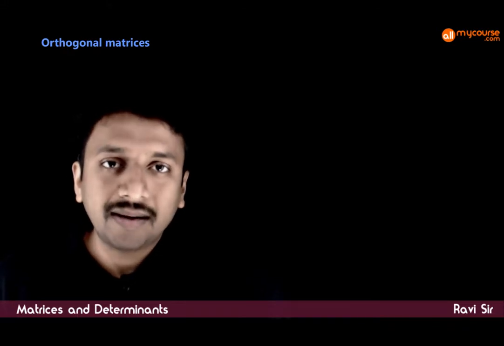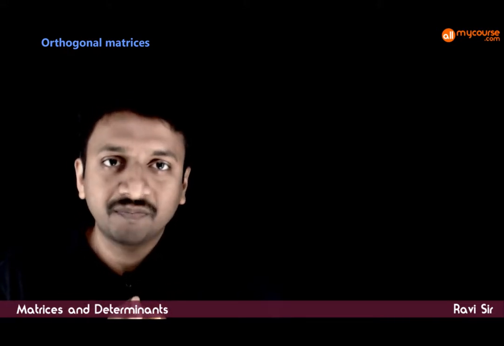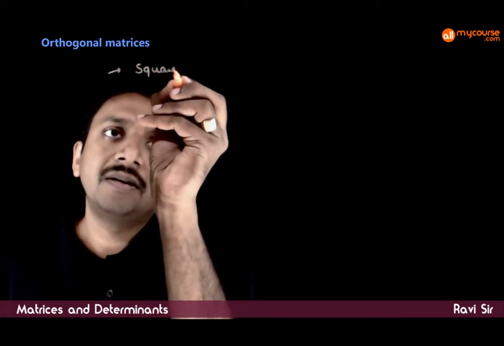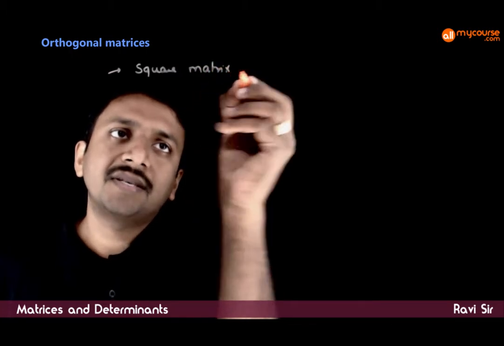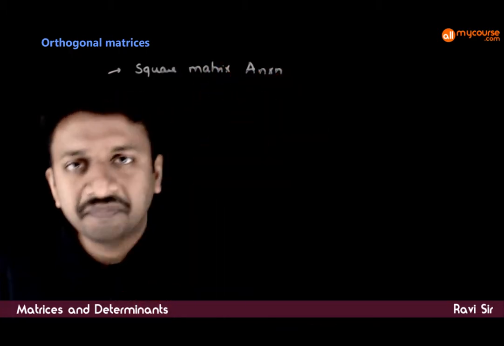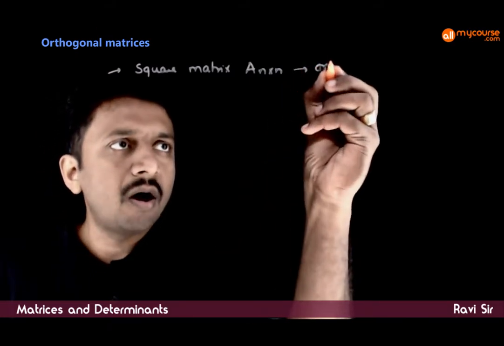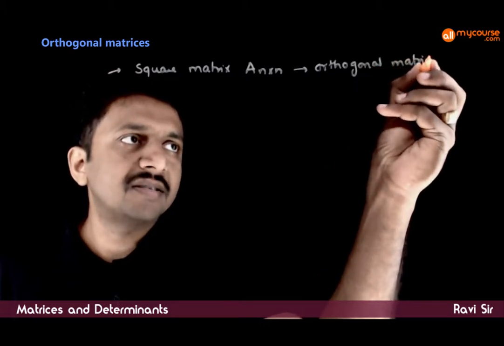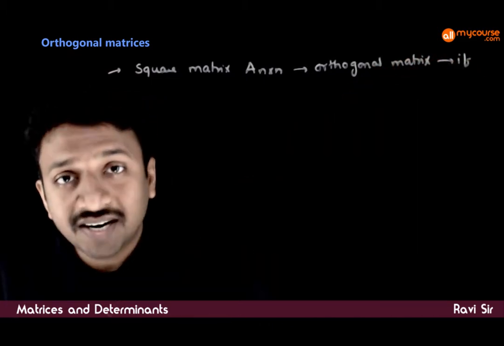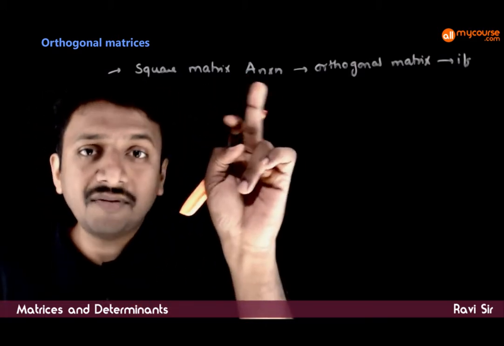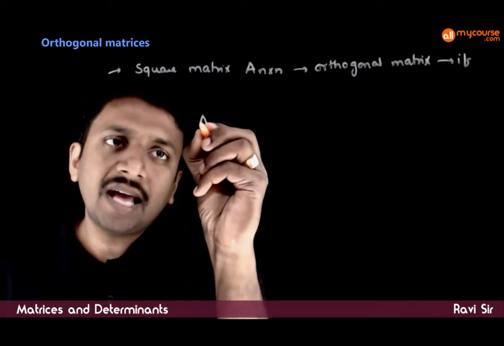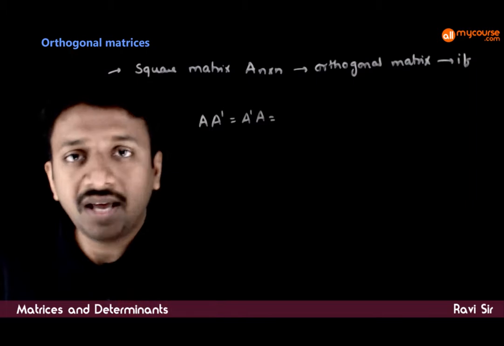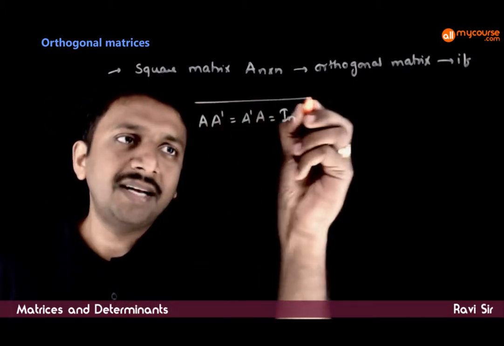Now, let us look at what an orthogonal matrix is. A square matrix A of any order n by n is called an orthogonal matrix if, what is the condition by which A will be called an orthogonal matrix? A times A transpose should be the same as A transpose times A, which should be equal to an identity matrix.